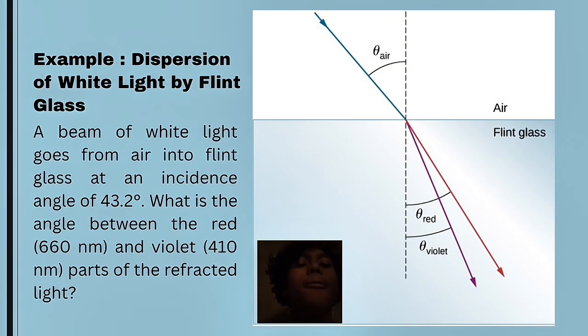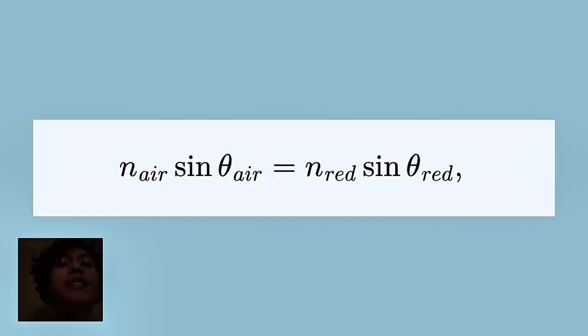So the values for the indices of refraction for flint glass at various wavelengths are listed in the photo. Use these values to calculate the angle of refraction for each color and then take the difference to find the dispersion angle. So the solution, applying the law of refraction for the red part of the beam: n air sine theta air equals n red sine theta red.